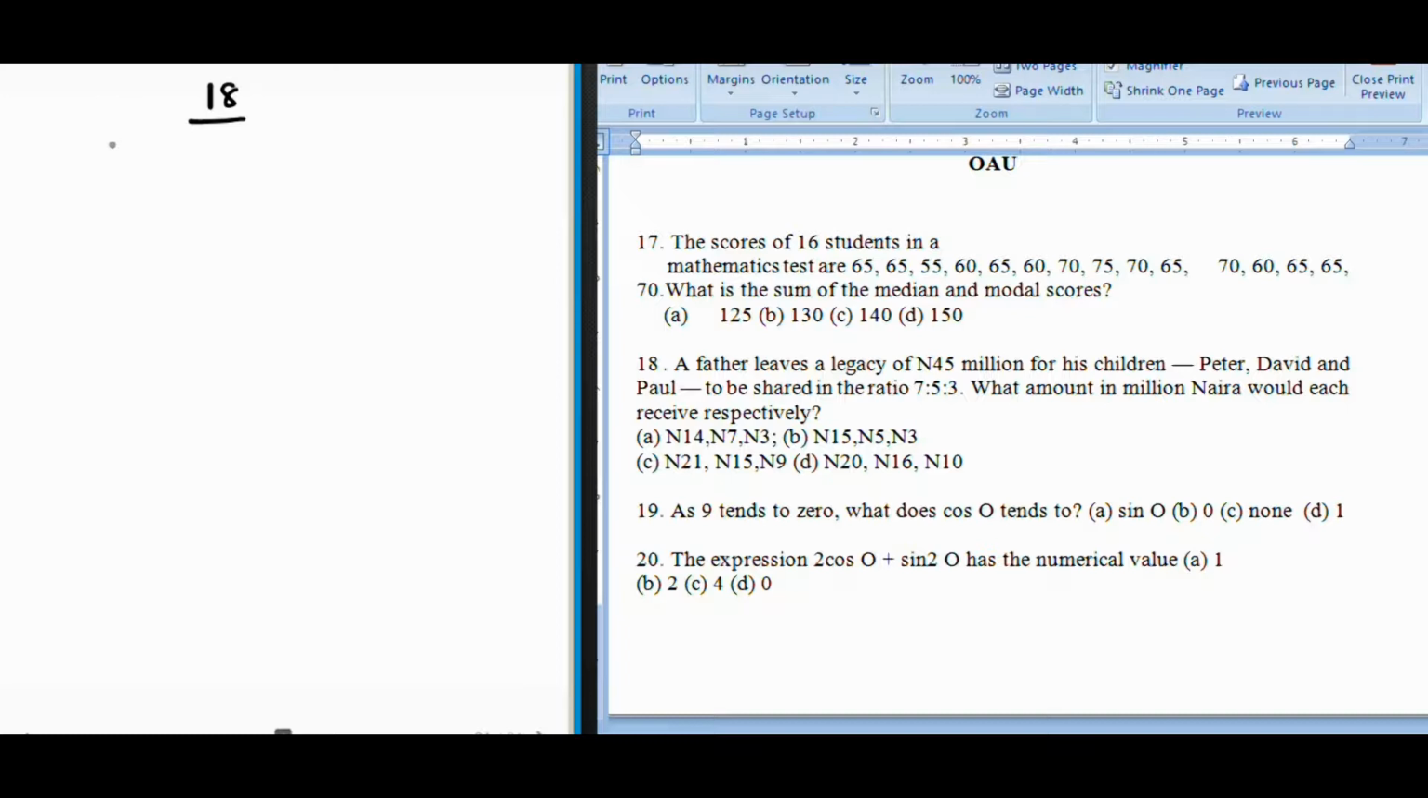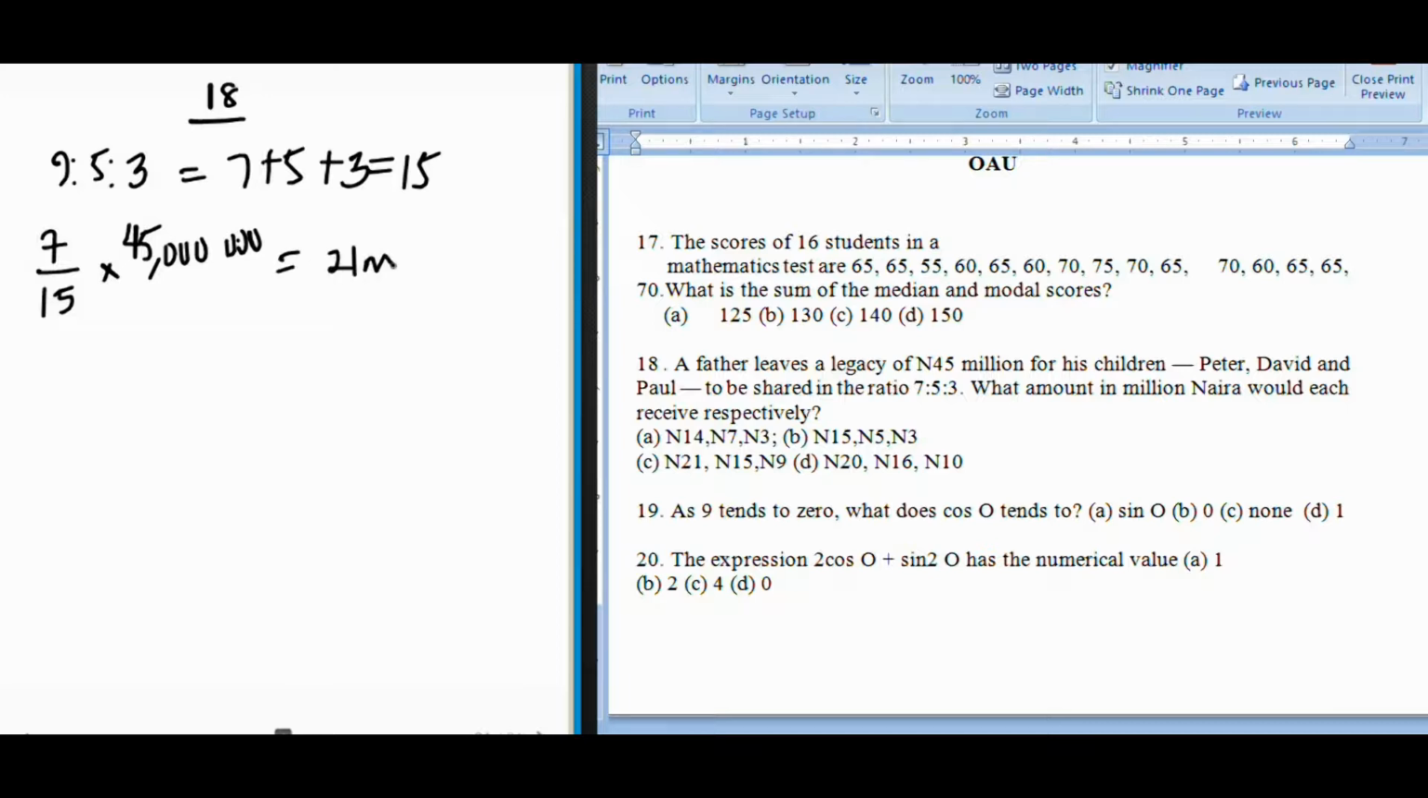You start by adding up the ratio, and that will give you 7 plus 5 plus 3, which equals 15. Now, the first one, which is Peter, is 7. That will be 7 over 15 times the money which is to be shared by the 3 of them, and that is 45 million. And that will be equal to 21 million.